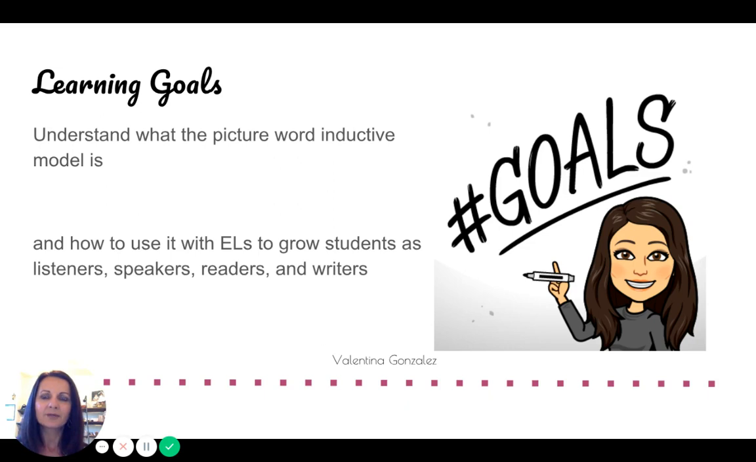Our goals for this session are that you understand what the picture word inductive model is and how you can use it with ELs to grow them as listeners, speakers, readers, and writers. I want you to leave this session understanding how to use the picture word inductive model with any content area, any grade level, and feel confident in this strategy.